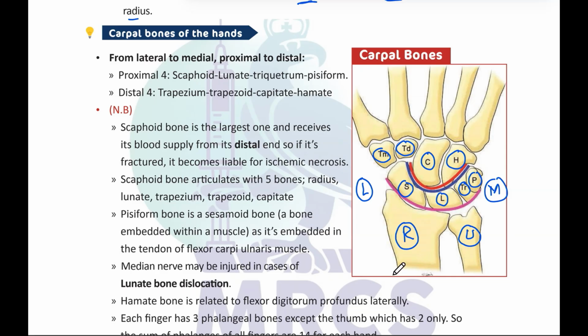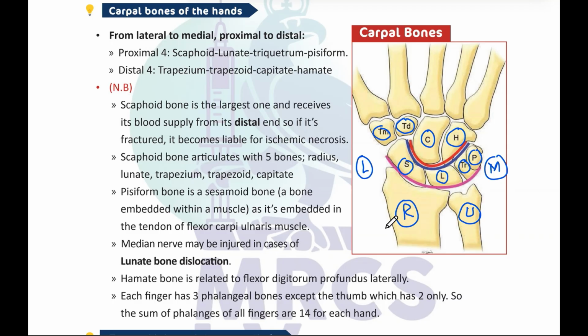So now we will talk about certain MCQs or clinical correlates with reference to each of these bones. Scaphoid is one of the largest carpal bones and receives its blood supply in a distal manner. So from the radial artery, there is going to come blood supply and it is going to enter the scaphoid from the distal aspect. So this one is the distal aspect and this one will be the proximal aspect.